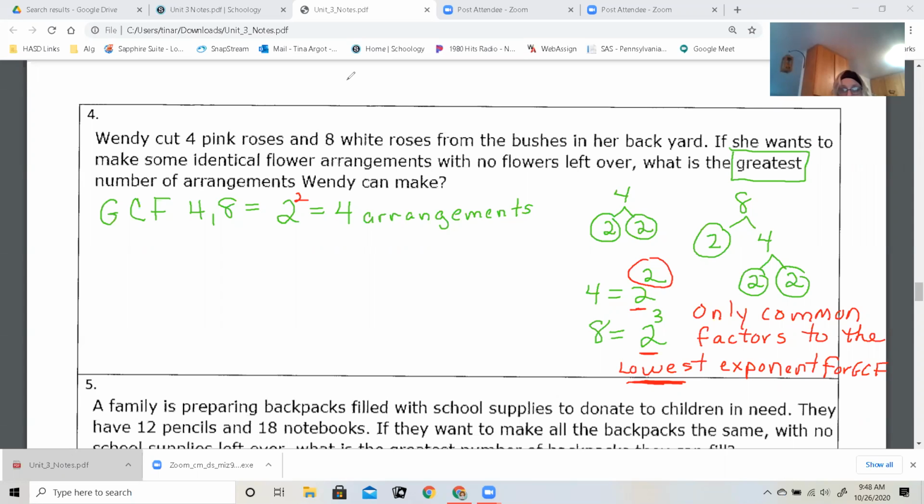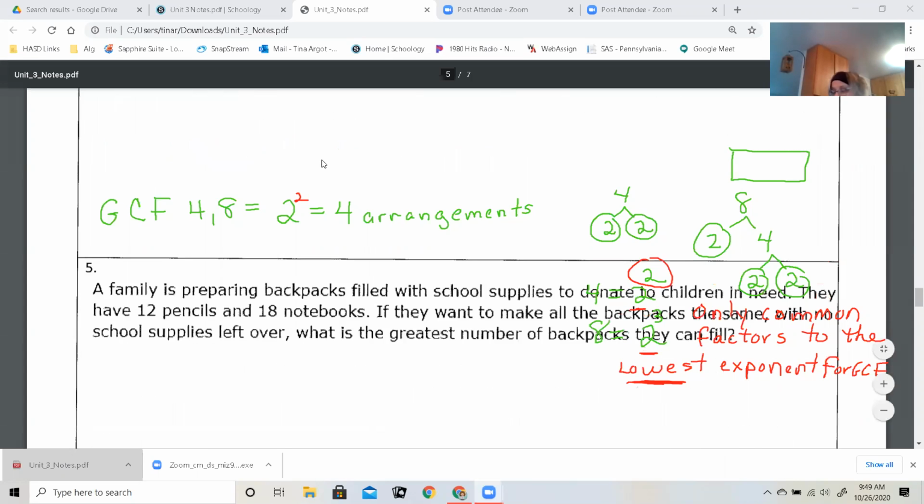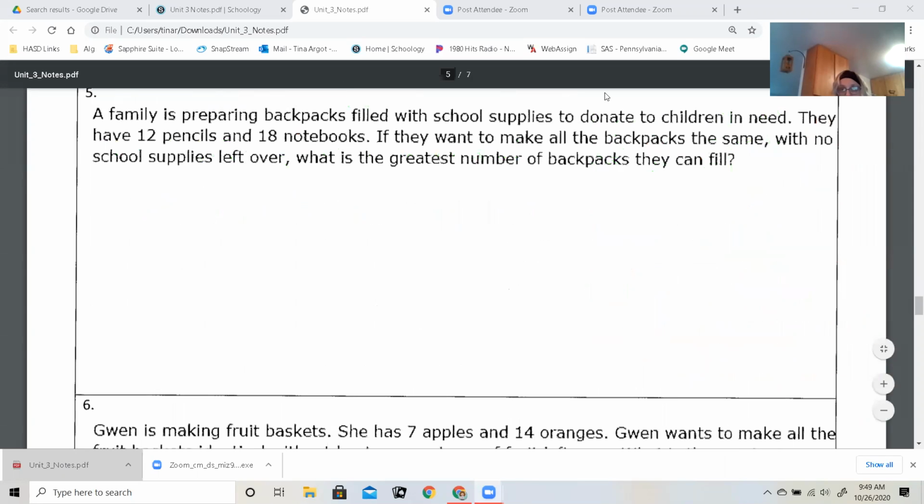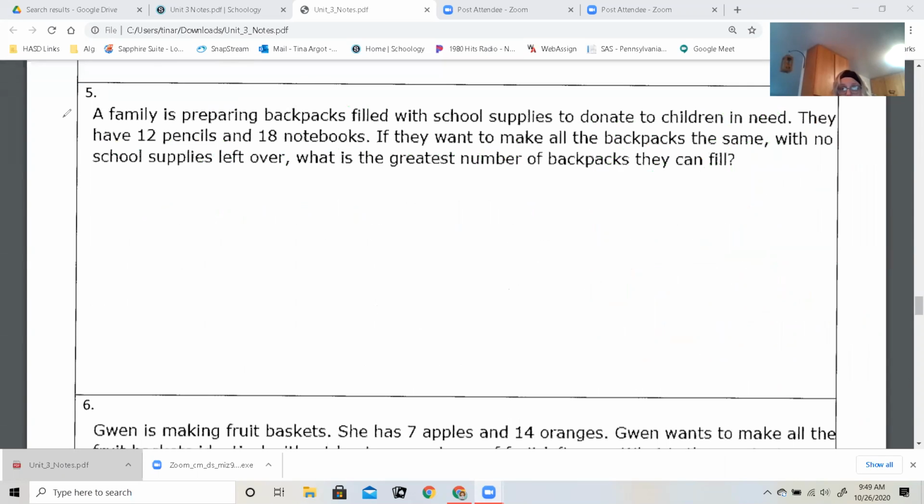All right, we're going to move down to number 5. A family is preparing book bags filled with school supplies to donate to children in need. They have 12 pencils and 18 notebooks. If they want to make all the backpacks the same with no supplies left over, what is the greatest number of backpacks they can fill? So right there, you have greatest number. So that's your GCF. Go do your trees for 12 and 18.